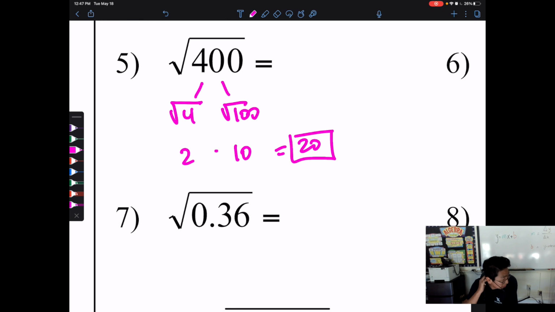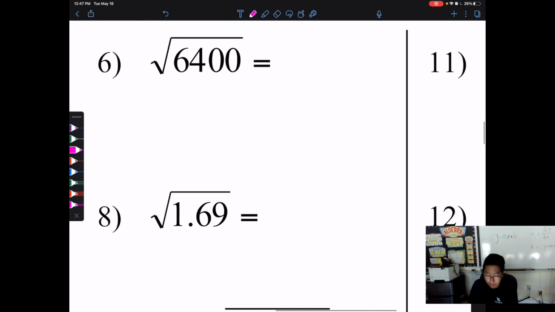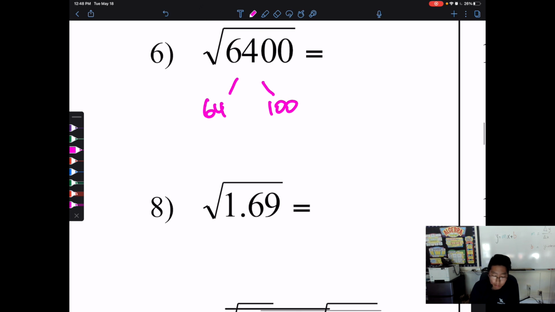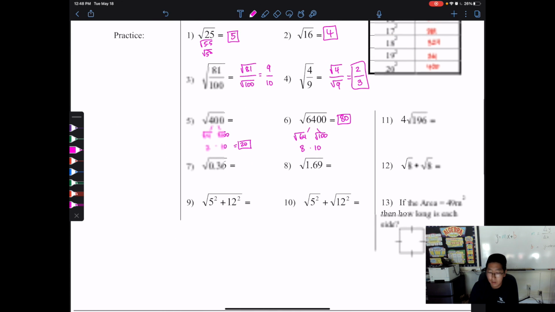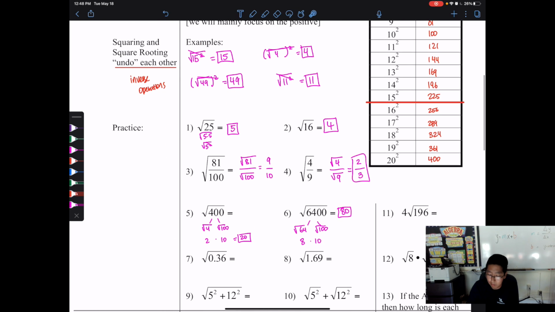You can break them up. Here, we're going to break this one up: 64 and 100. The square root of 64 is 8, and the square root of 100 is 10. 8 times 10 is 80. So that's an easy way to do this. Break this up into numbers that we can take the square root of.